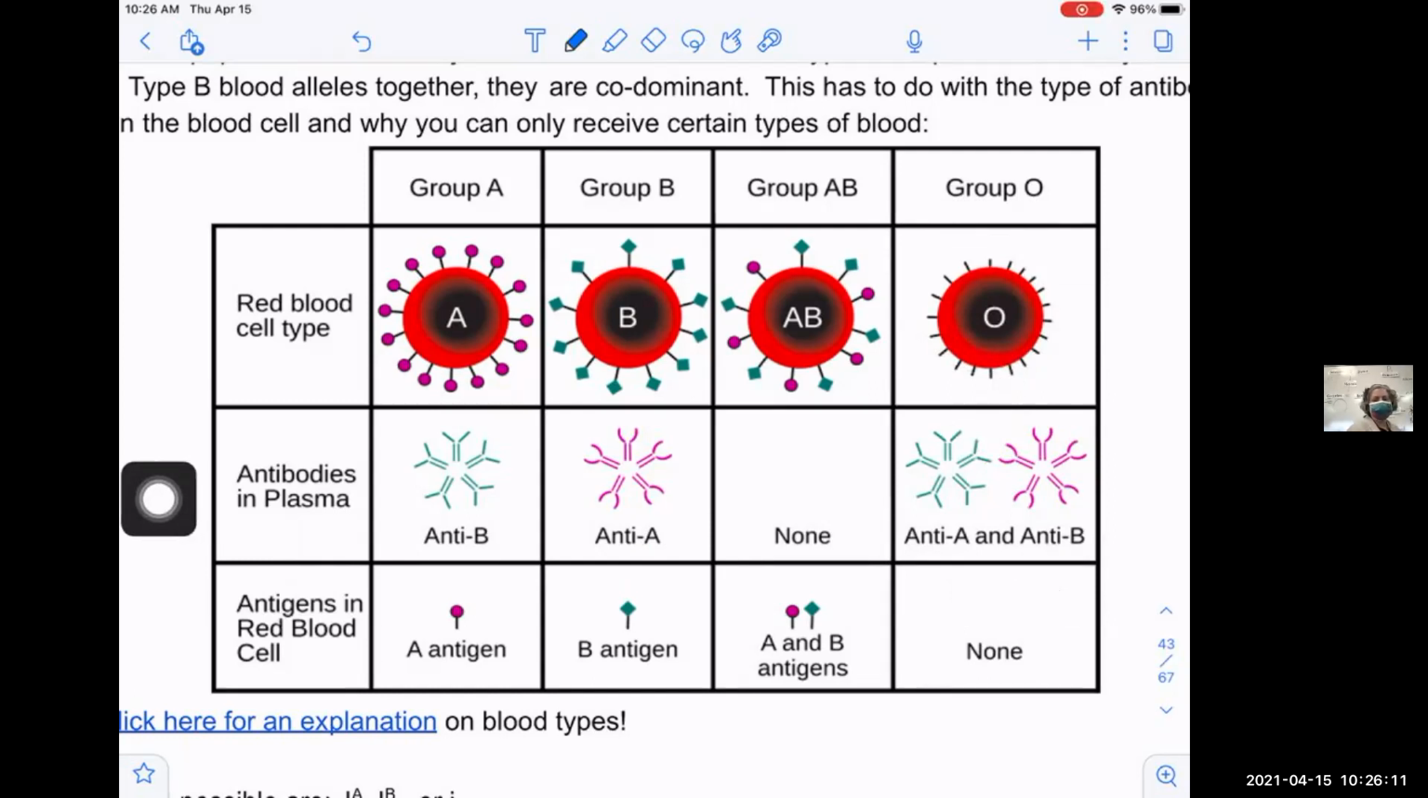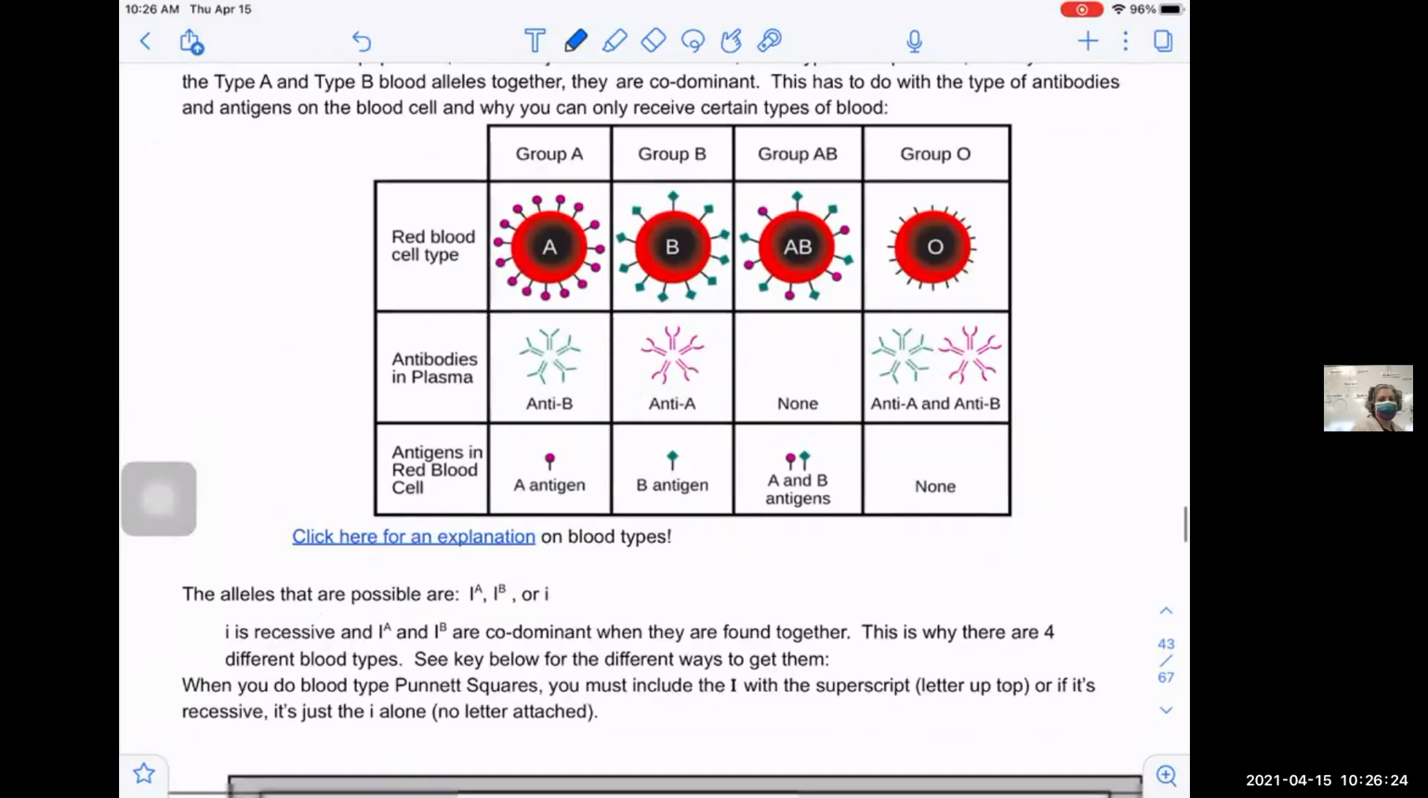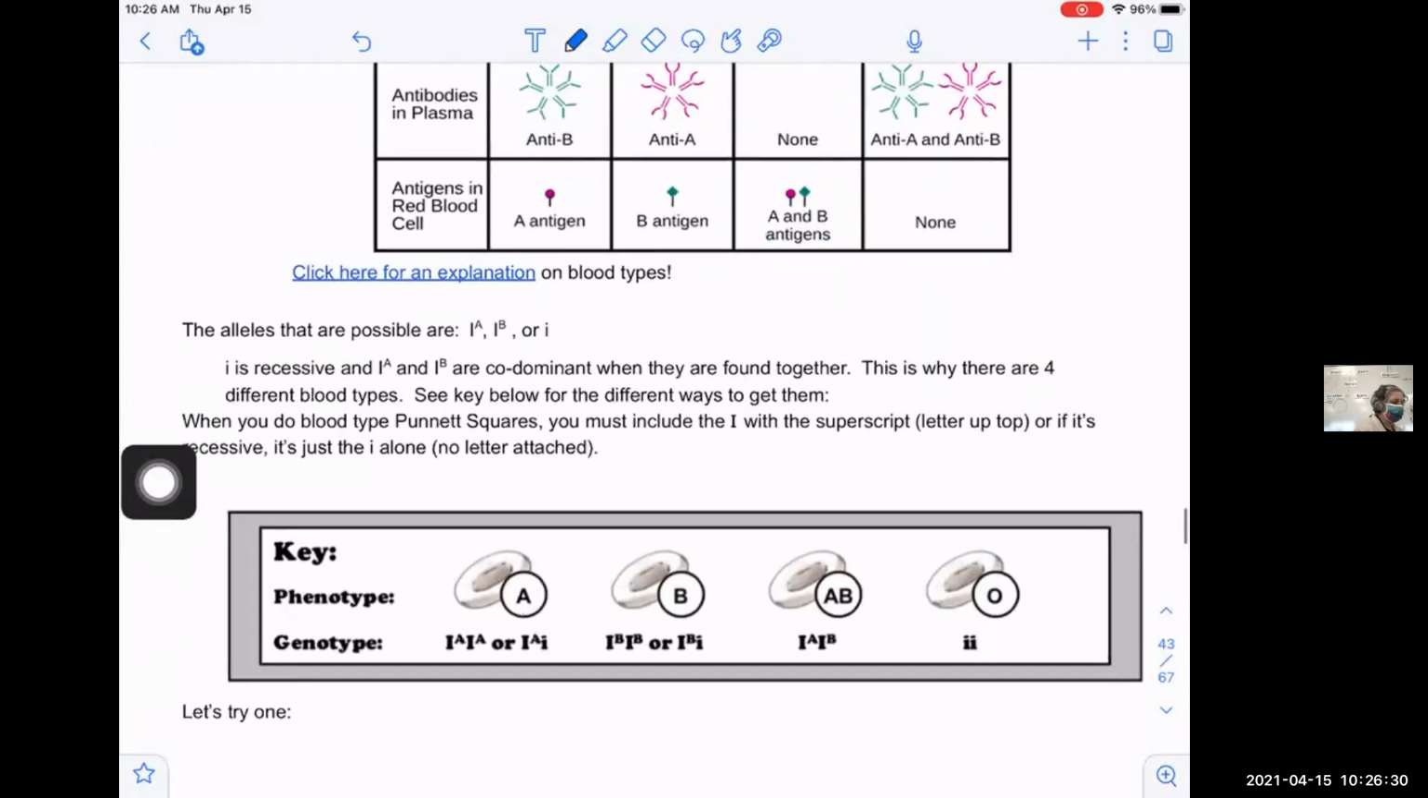All right, so that's a very, very quick explanation. There's way more involvement when we start talking about positive and negative blood types, but we're just going to focus on the 4 groups of blood today for our genetics unit. If you want more information, there's a link here you can click on if you want to learn more.